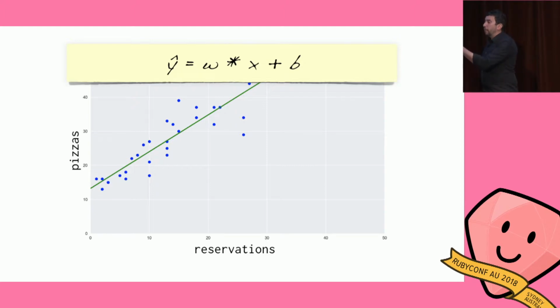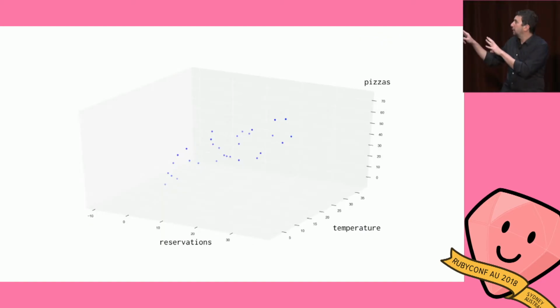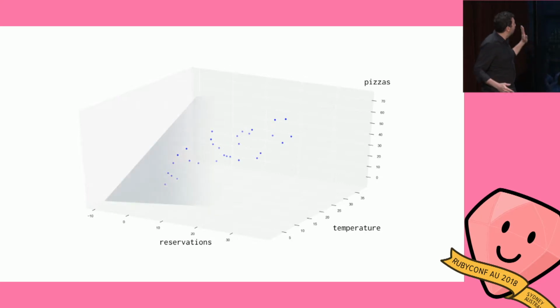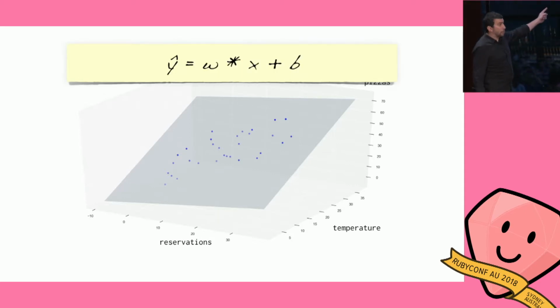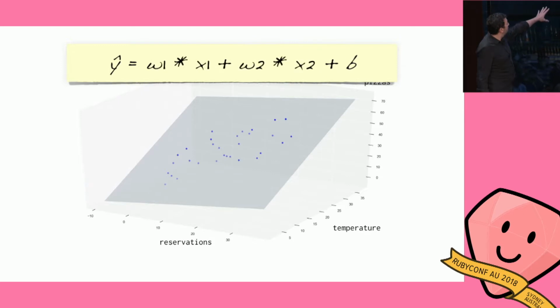If we add one variable, then we cannot draw a 2D chart anymore. Now we have to draw a 3D chart: reservations, temperature, and the pizzas. Which means that our data points are distributed like a cloud in this 3-dimensional space. So to approximate these, I don't use a line. I use the equivalent of a line with one more dimension. I use a plane to approximate this stuff. Which means that mathematically, I go from here to the equation of a plane. That is like this, okay?